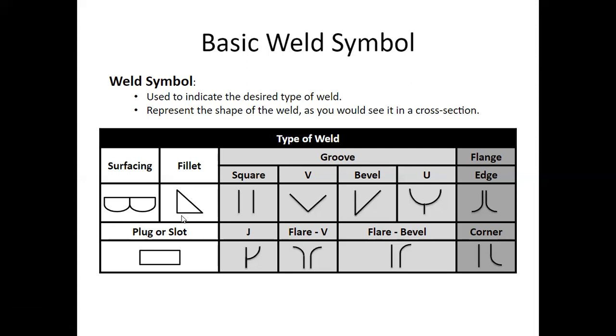So we consider that a type of weld. Triangle represents fillet weld, most common weld we do. And this rectangle here represents a plug or a slot weld. And those are your standard types of welds.